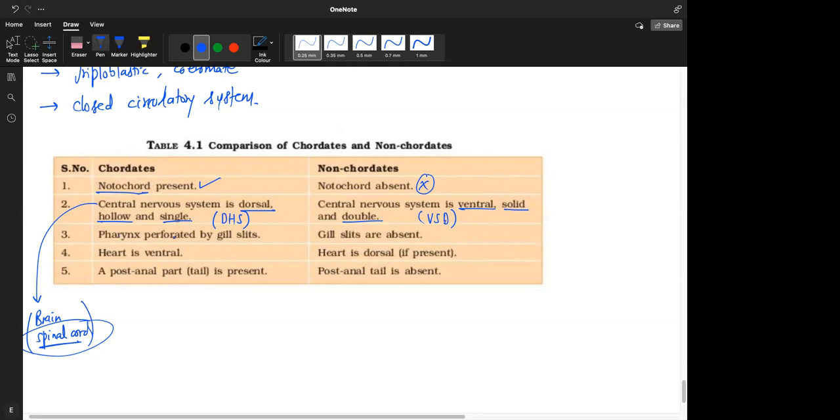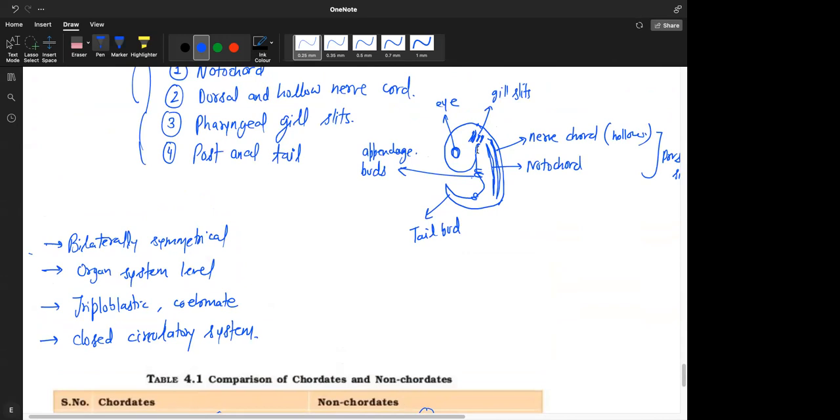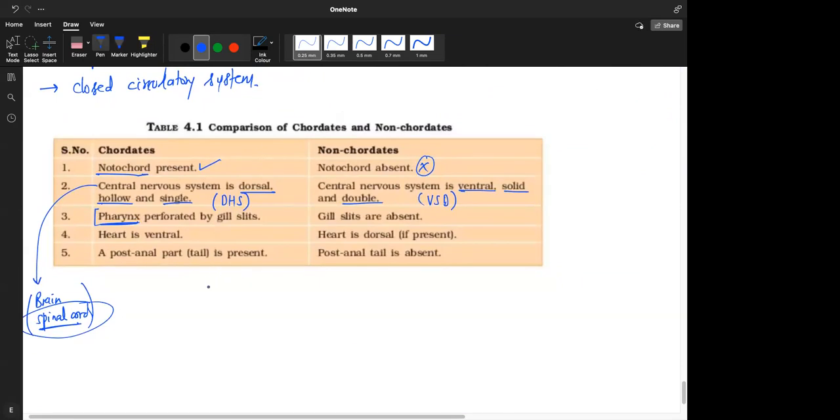Now in chordates, pharynx is perforated by gill slits. Remember I showed you, what is pharynx? These are the gill slits that I showed you here in the embryo. Larynx and pharynx, you have done this, right? What is pharynx? It is a tube inside the neck. No, pharynx and larynx. What is larynx? You have studied larynx in voice, right? So that's called larynx. You know esophagus, the food. Pharynx is that region in your throat, right?